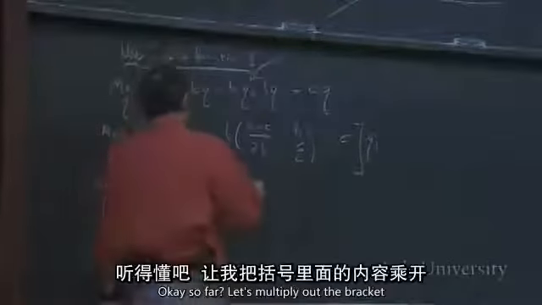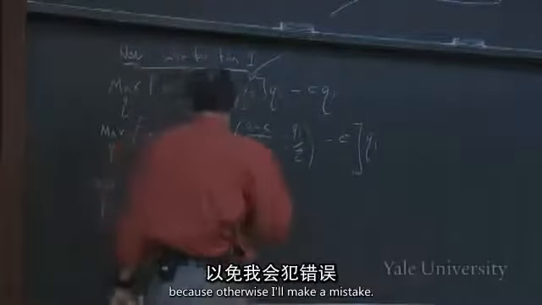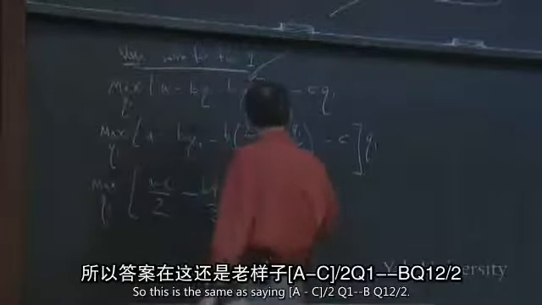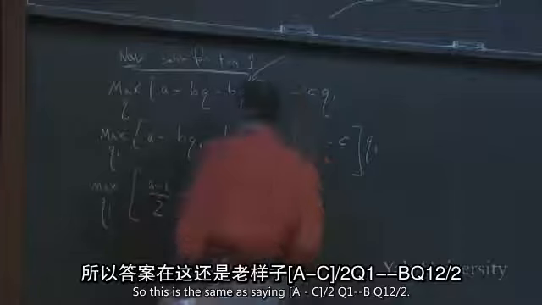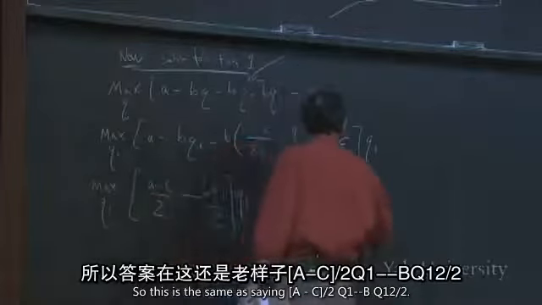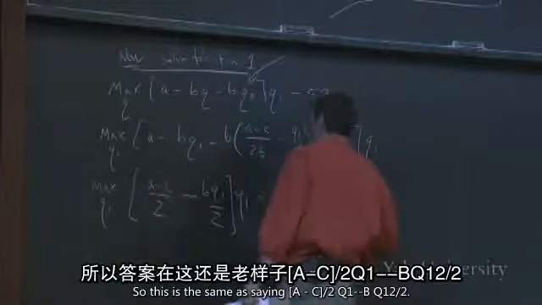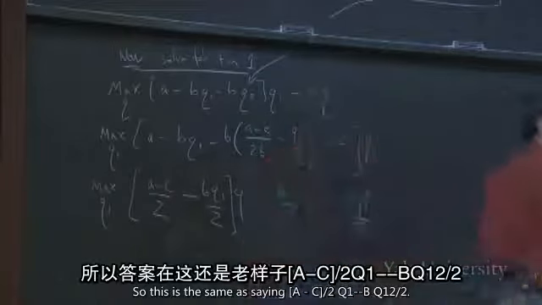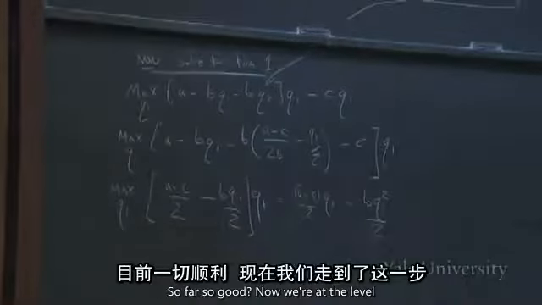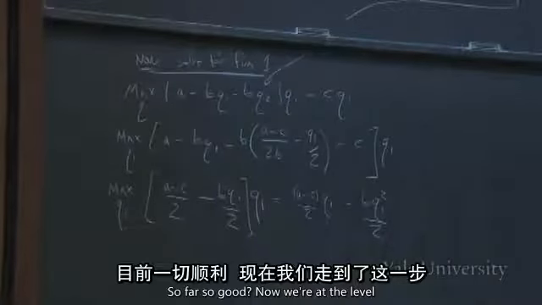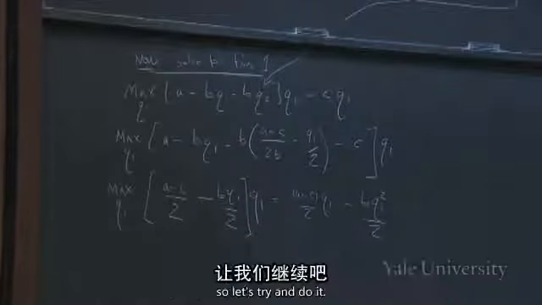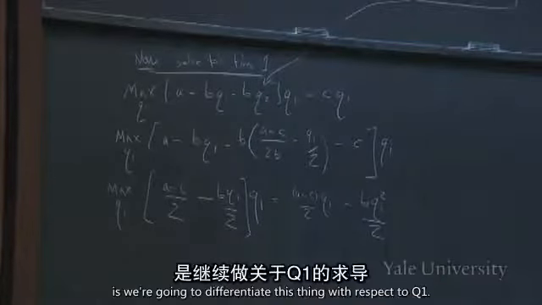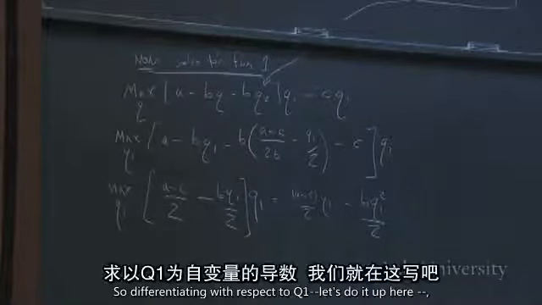OK, so far? Let's multiply out the bracket, because otherwise I'll make a mistake. So this is the same as saying (A minus C) over 2 times Q1 minus B Q1 squared over 2. So far, so good? All right, now we're at the level where even my very rusty memory of calculus will get us through. So what we're going to do is differentiate this thing with respect to Q1.